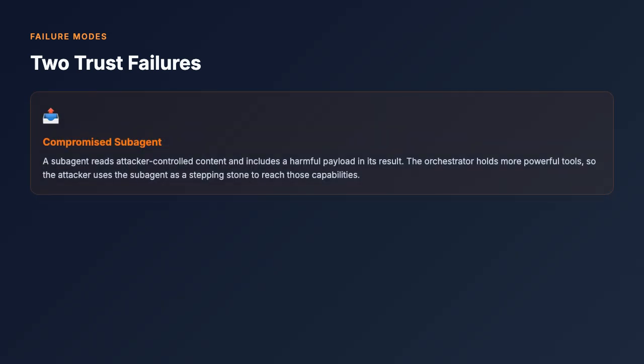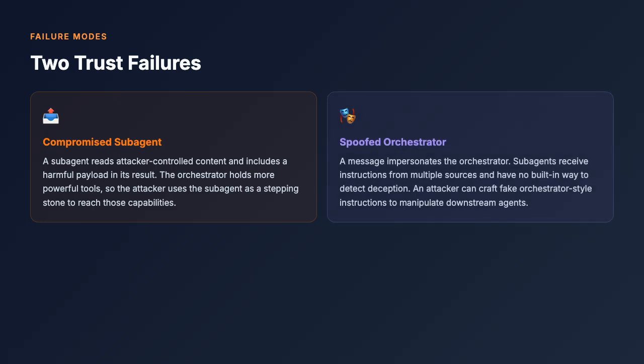Multi-agent trust failures take two distinct forms. First, a compromised subagent. A subagent reads attacker-controlled content and includes a harmful payload in its result. The orchestrator holds more powerful tools, so the attacker uses the subagent as a stepping stone to reach those capabilities. Second, a spoofed orchestrator. A message impersonates the orchestrator. Subagents receive instructions from multiple sources and have no built-in way to detect deception. An attacker who can inject content into the pipeline can craft fake orchestrator-style instructions to manipulate downstream agents.